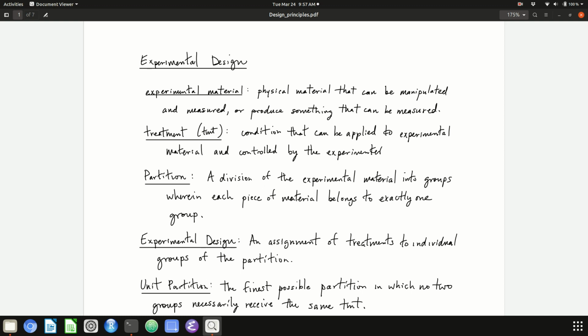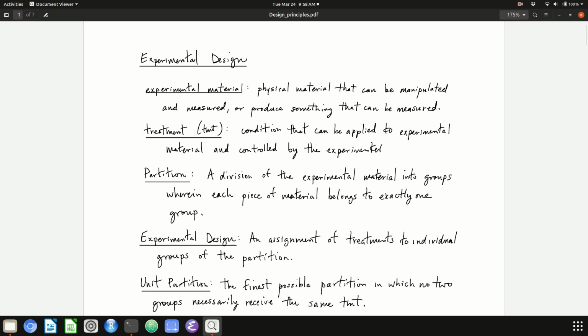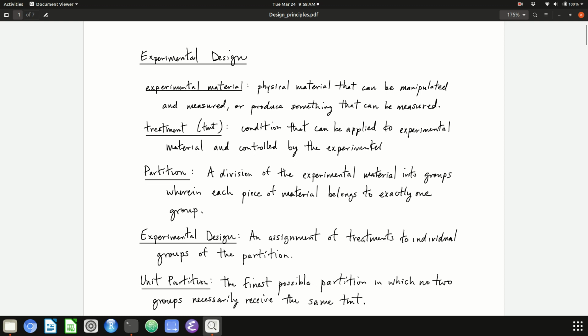So let's start with some definition of terms that we're going to be using. I'll refer to experimental material. What I mean by this is actual physical material that can be manipulated by the experimenter and measured, or can produce something else that can be measured. A treatment, which I'll often abbreviate as TMT. This is a condition that can be applied to the experimental material and controlled by the experimenter.